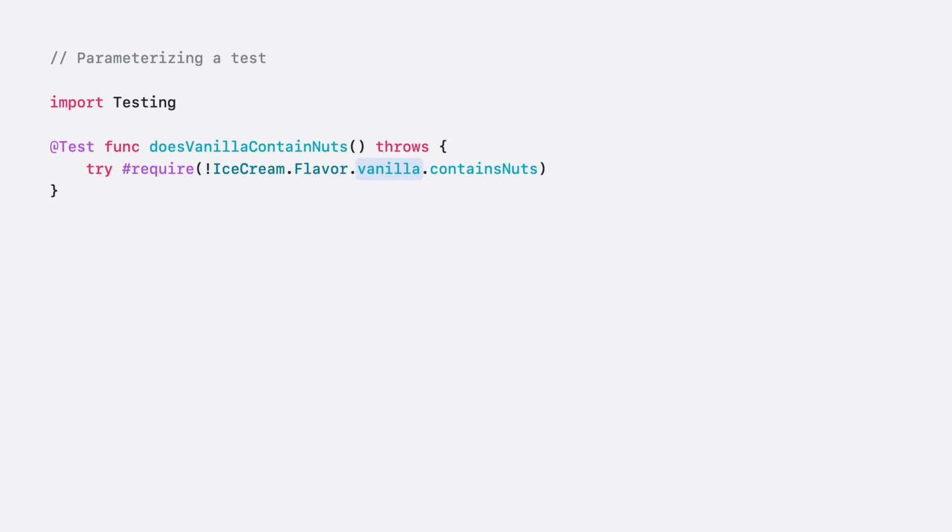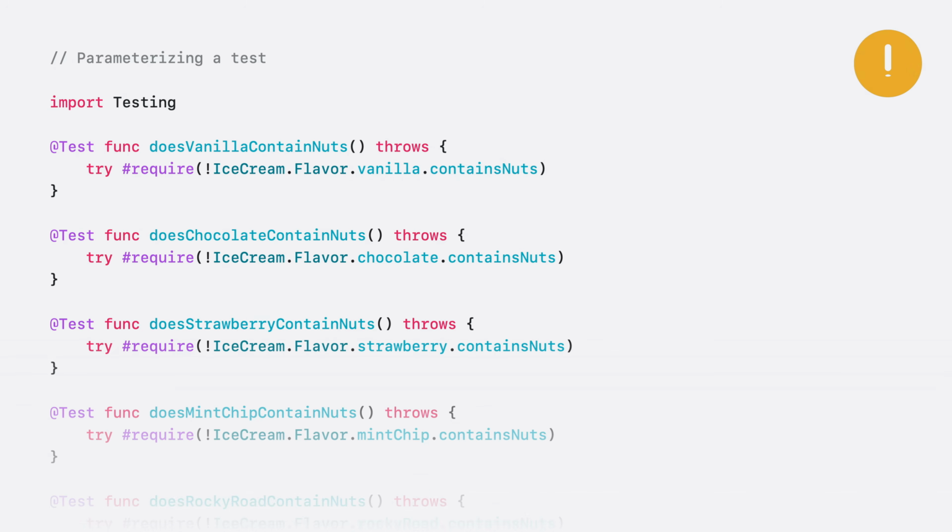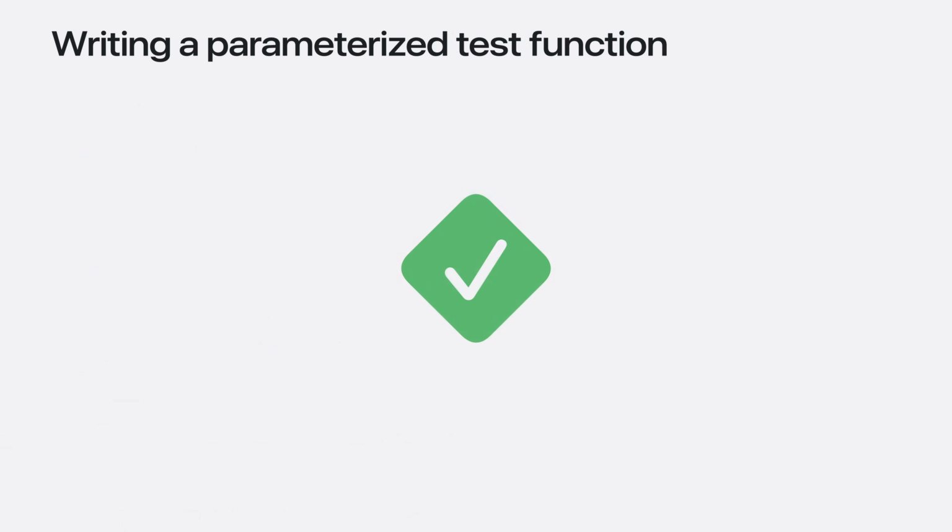This test function checks whether or not one of the cases in the enumeration, vanilla in this case, contains nuts. You could write a separate test function for each case in the enumeration, but that's a lot of code. It would be easy to accidentally check for the wrong value after copying and pasting the same function so many times. Instead, you really only need one or two test functions here. After all, the logic of the test is the same, except for a single input value.